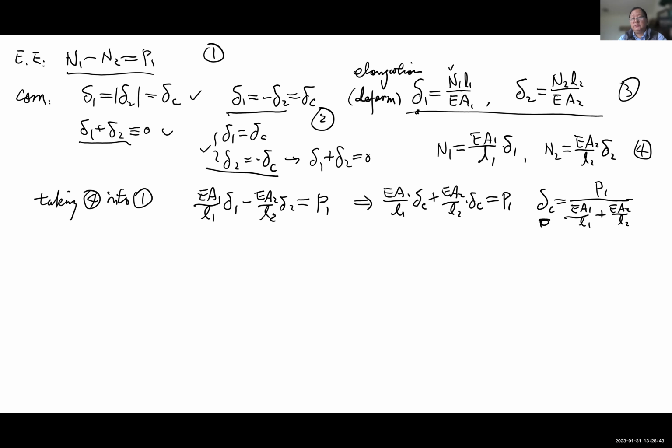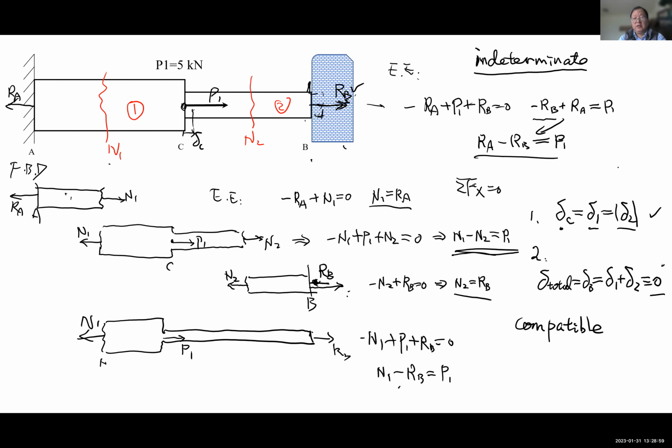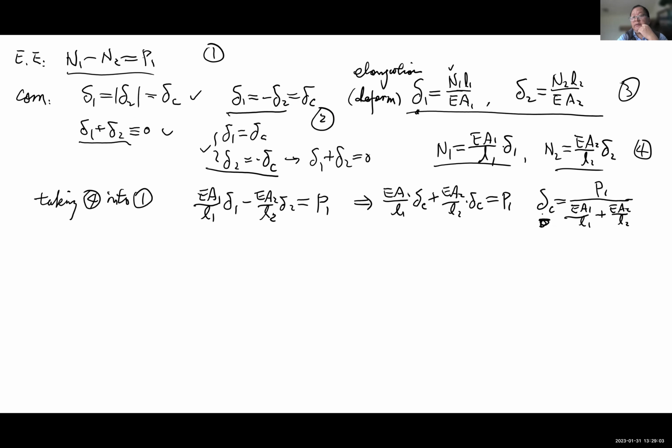What's the point of me moving? Oh, you say, no, I want to know N1, N2. Okay, but once you know delta C, can you determine N1, N2? Yes, right? Remember, initially we asked what N1, N2 are. So now that I found delta C, I can take it back to number 4, and then I get N1, N2.